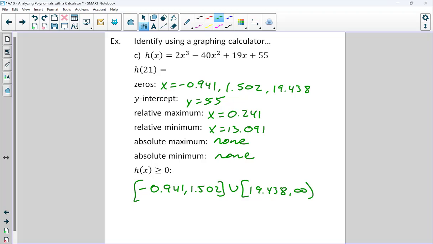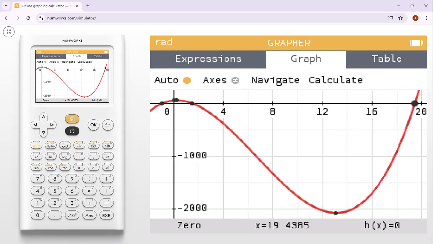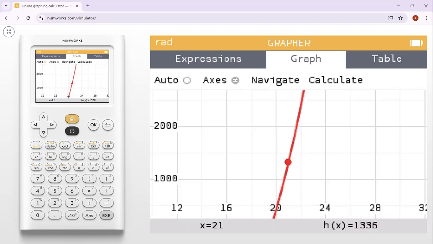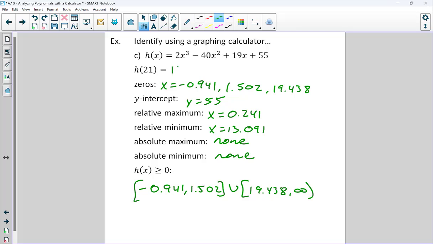And then I need h of 21. So h of 21, if I just type 2, 1, enter, it spits out 1336 for y. That is the basics of my NumWorks calculator.